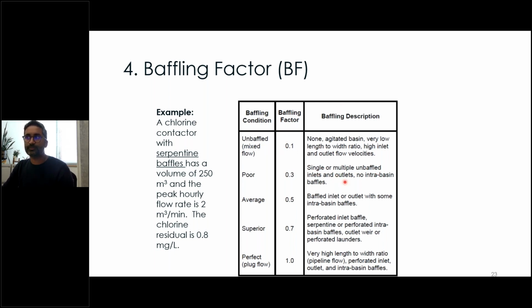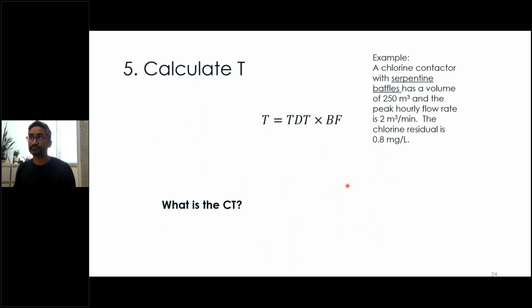You can look through the different descriptions and then based on that, assess what the baffling factor might be for your contact tank. So in this case, in our example, we're saying the contactor has those serpentine baffles. That's the kind that we saw in the picture where the water flows back and forth like a snake. That's where the name comes from. And in this case, we see that that gives us a baffling factor of 0.7. So we're looking up the table, finding the description that corresponds to what we're using, and then selecting the baffling factor based on that. So now we have that value.